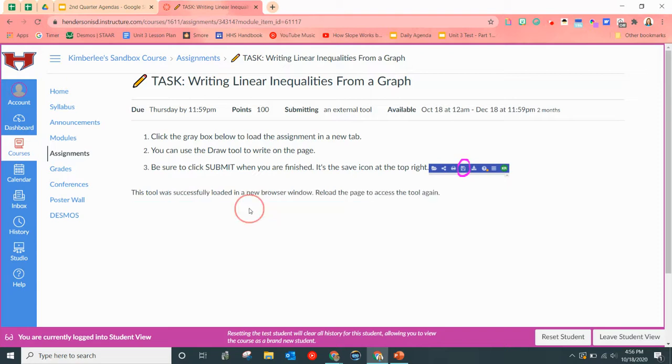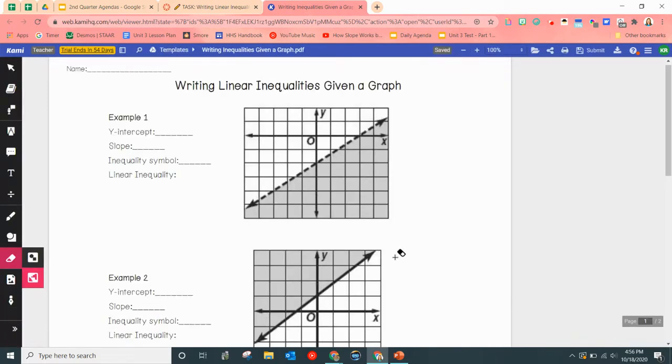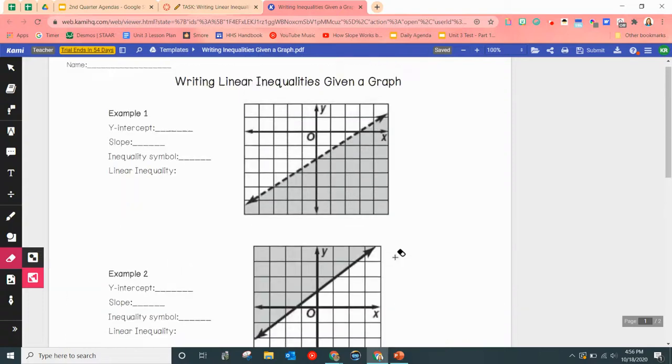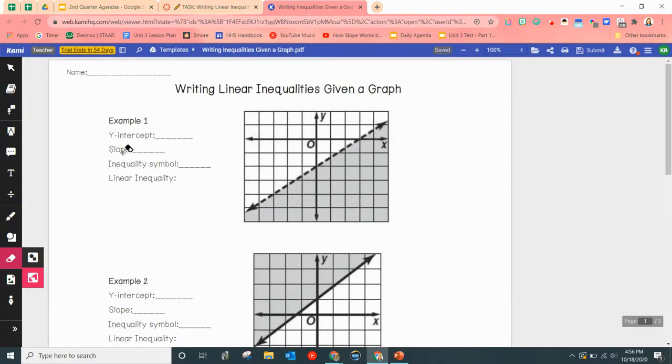We don't have any notes to put in today, but you're going to click here and open this Cami file up. The easiest thing for you to do today might be to type, and I'm going to show you how to type using the math editor on Cami. I think you might like that if you haven't already discovered it. I'm going to work two examples with you here, and then you're going to practice. So we're going to follow these steps right here.